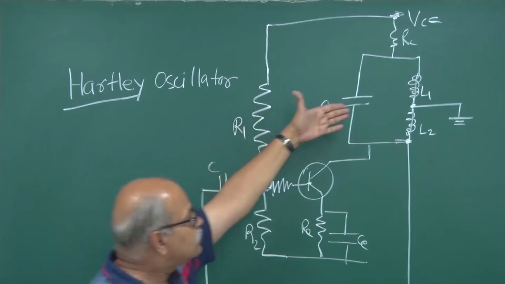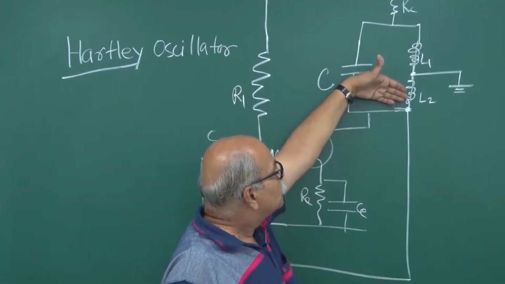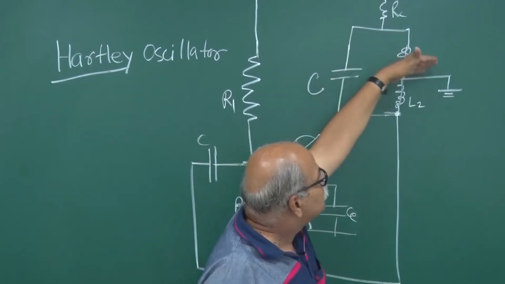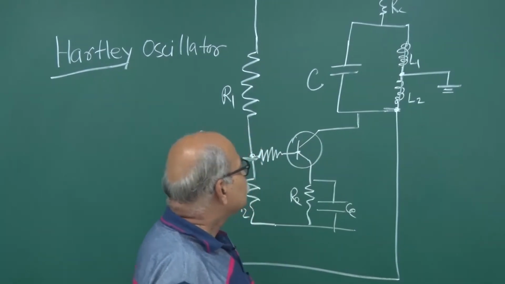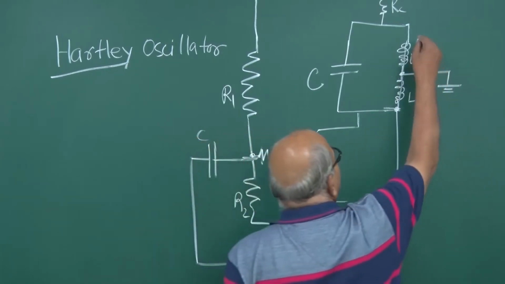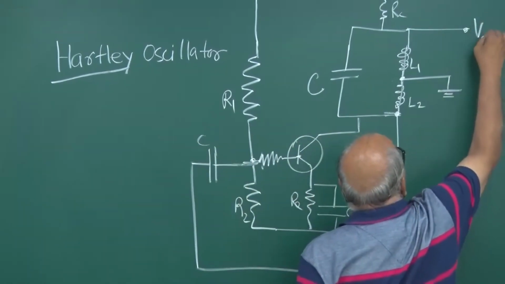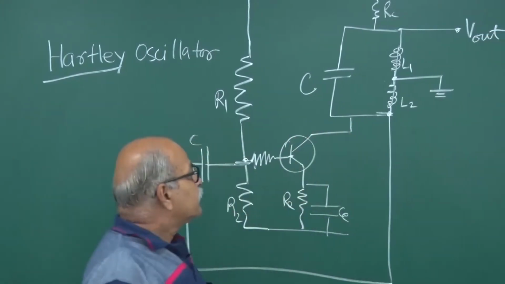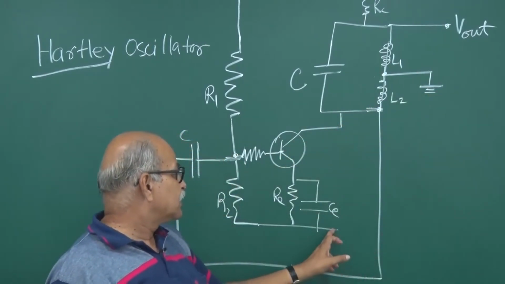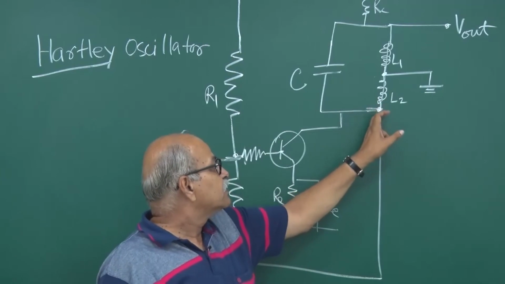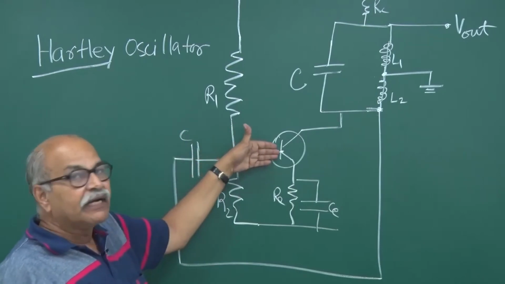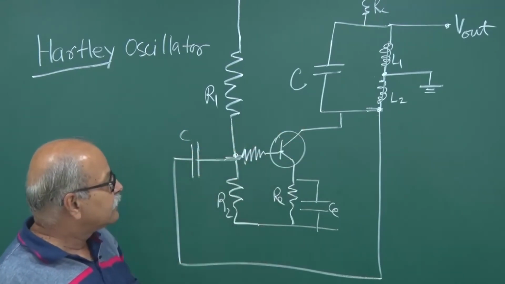And instead of these two separate L1 and L2, one can have a single inductor also, and from somewhere in between you tap it and put it in ground. So the feedback is coming from here, and your output can come from here. This can be the output point. This is at ground potential, at zero potential, and this other point is at some voltage which is changing in time, and that is joined to the biasing of the base. So that is the feedback network.